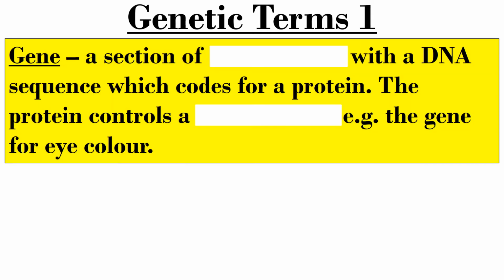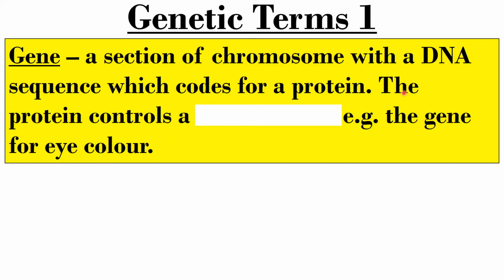So the first genetic terms, and these are the sort of things we'll try and get into our heads, but this would certainly be one where flashcards would be a good idea. So a gene is defined as a section of a chromosome, and the gene is made of DNA. So it has a DNA sequence which codes for a protein. Remember that from Unit 1.